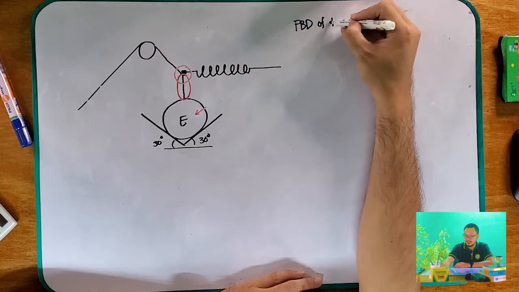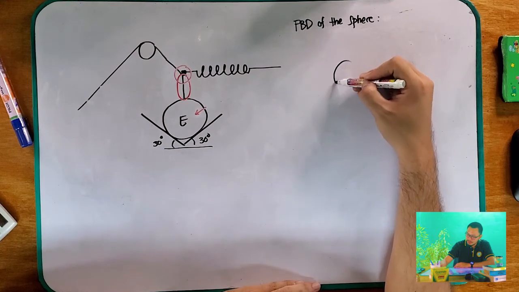Let's go to the FBD of the sphere. So, sa atong una buhaton, atong i-draw ang sphere. And the goal of our free body diagram is to account all the forces that are acting on the sphere. Okay, so what are these forces?